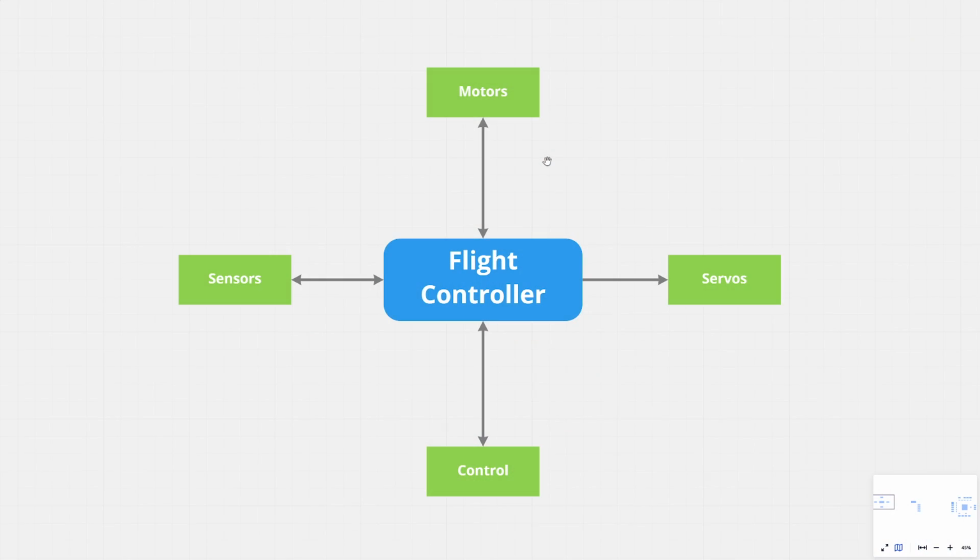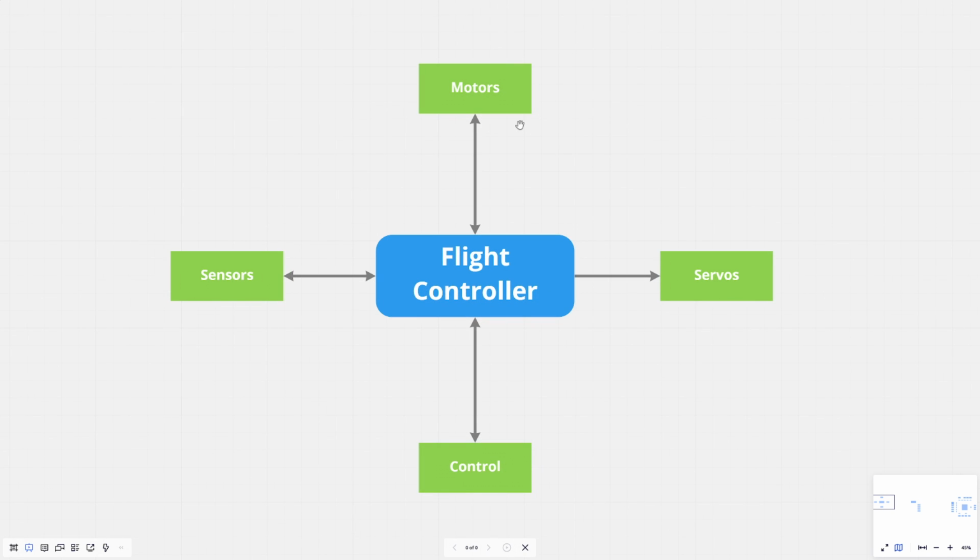Flight controller, both software and the hardware, needs to be able to communicate with other devices. We have motors, we have servos used mainly on fixed wing to control the control surfaces. We have control, the RC link, the radio that is used to control where your drone and the flight controller should be flying. And finally, we have sensors. Sensors that tell exactly the flight controller what is currently happening with the drone, with the airplane.